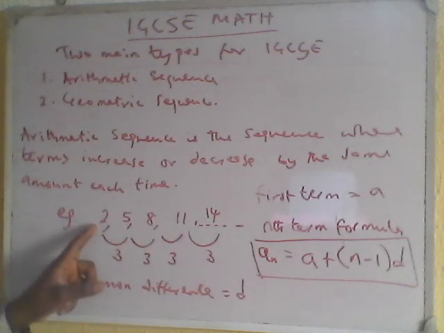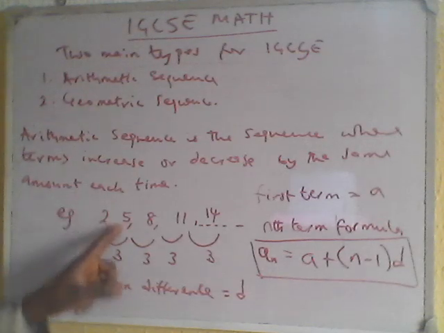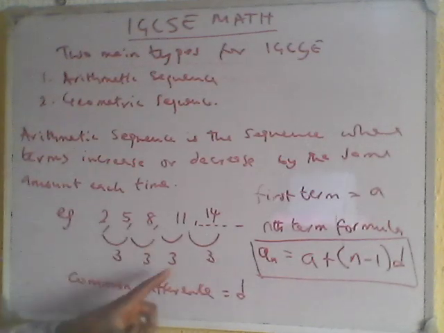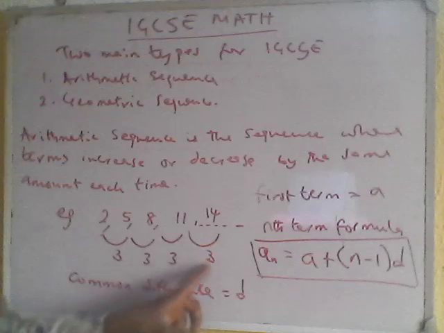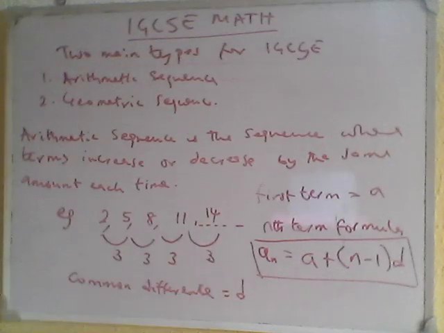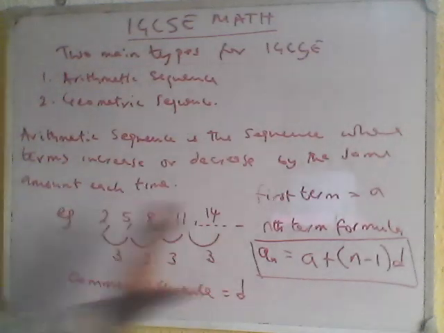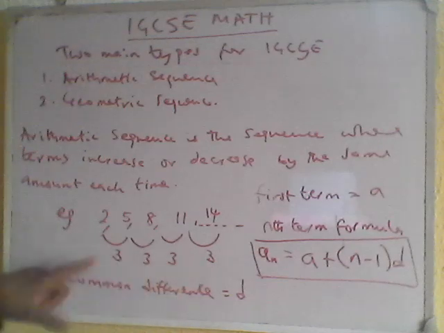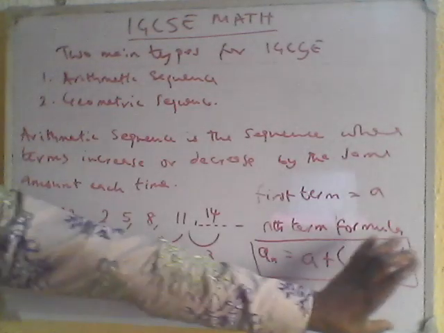So if I have 2 here and I add 3 to 2, I get 5. I add 3 to 5, I get 8. I add 3 to 8, I get 11. I add 3 to 11, I get 14, and so on. So if we can identify that this is an arithmetic progression by this kind of characteristic, I can use this formula to find the nth term.